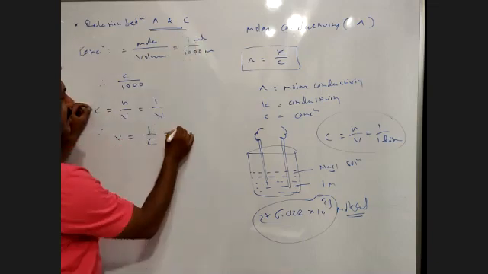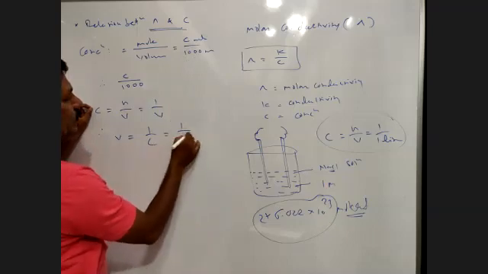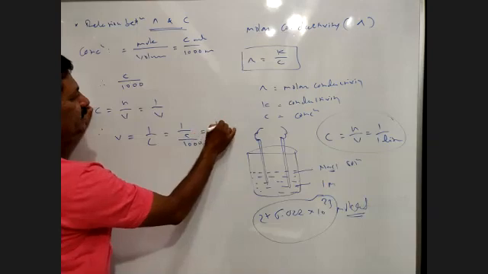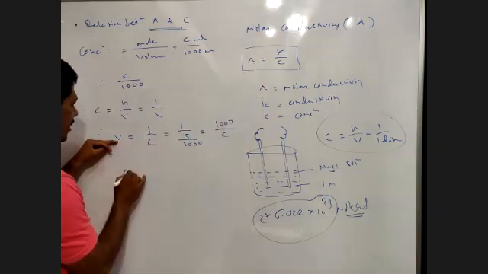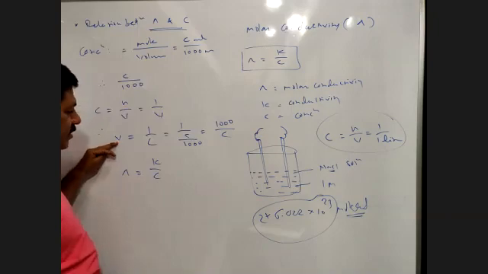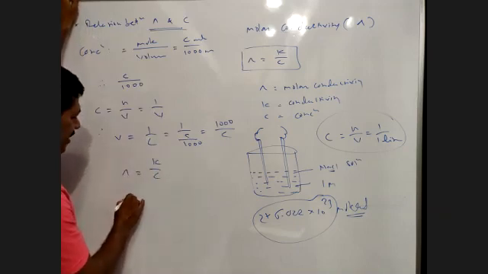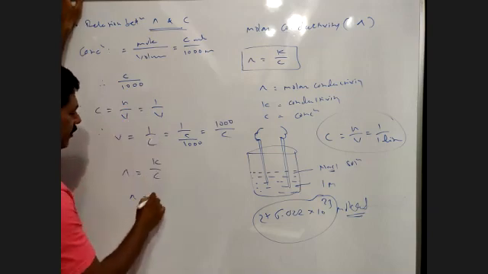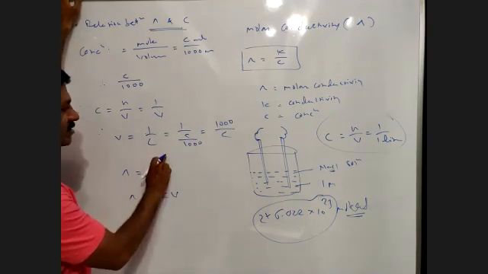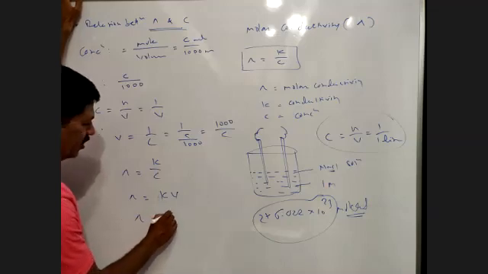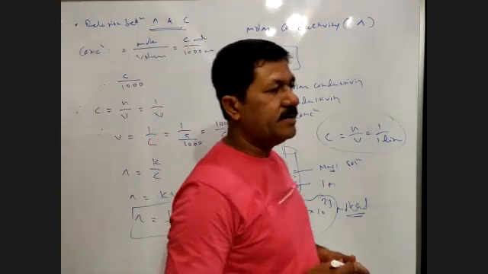Or 1 upon C, with C being the concentration upon 1000, goes up and becomes 1000 upon C. So this is the relation between V and C. And we have the formula lambda is equal to K upon C. Now, if I want to put K upon C, instead, we know that C is 1 upon V. So lambda is equal to K into V, or V is 1 upon C, which is 1000 upon C. So that's why lambda is equal to 1000 K upon C. This is the relation between lambda and concentration that we get here.